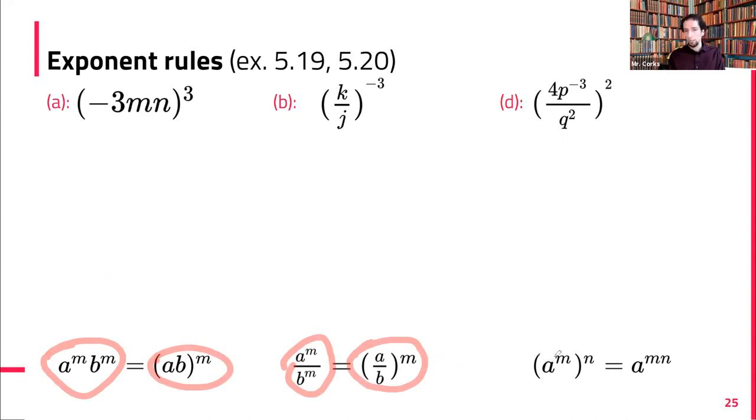Third one, a little different. If we have an exponent to another exponent, then that means that we are actually just multiplying, not adding, but multiplying the 2 exponents together. Okay, so use those rules and take a shot at these questions here. I'll give you a bit more time to work on these ones.